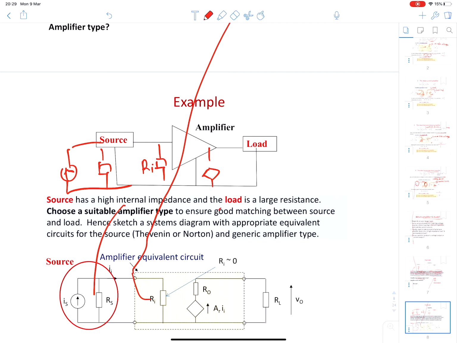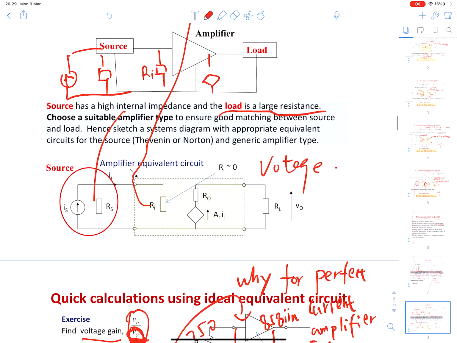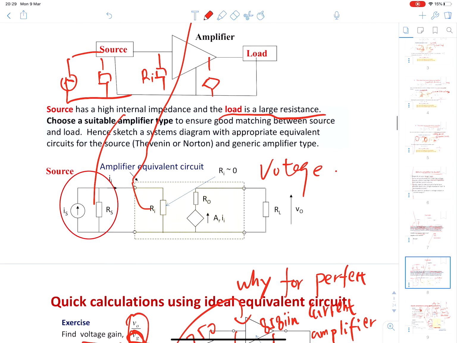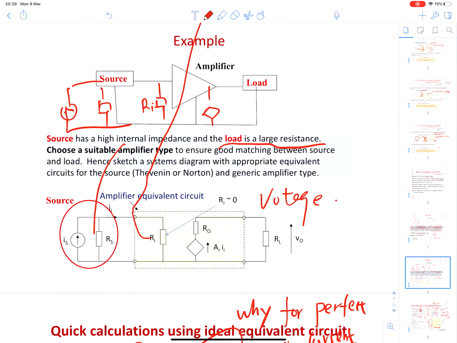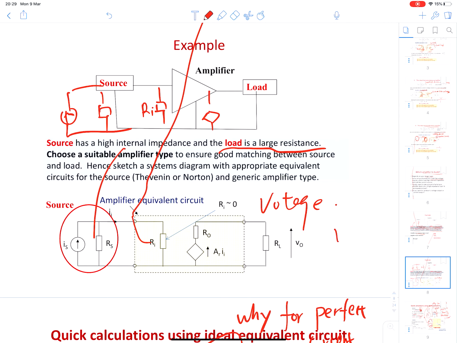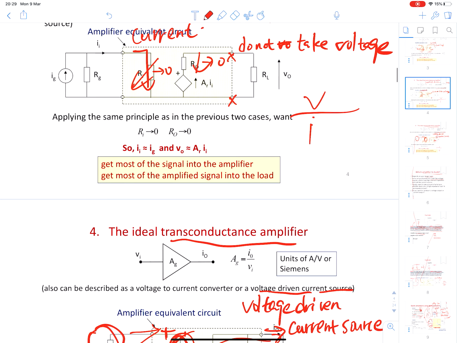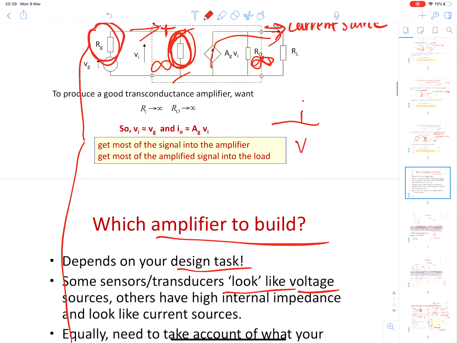So what if the load is a very large resistance? It must be a voltage. So it is transconductance. I think this out should be 0, right? Transresistance, yes, it should be.